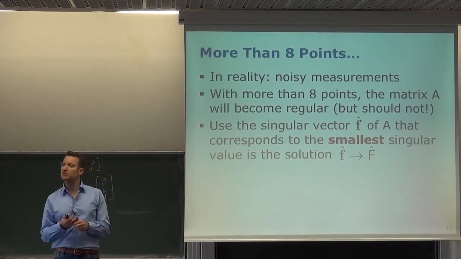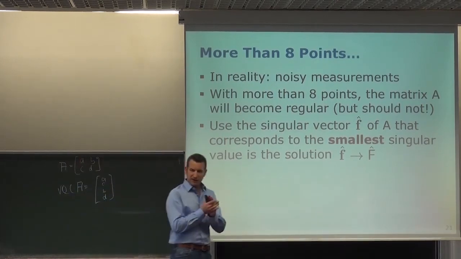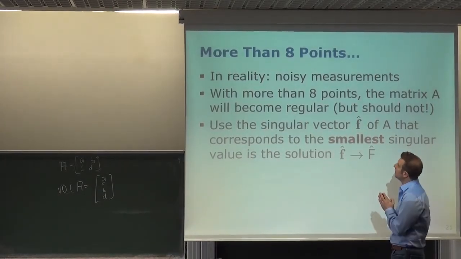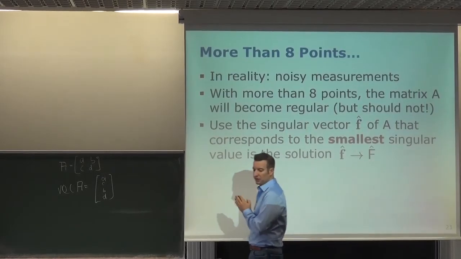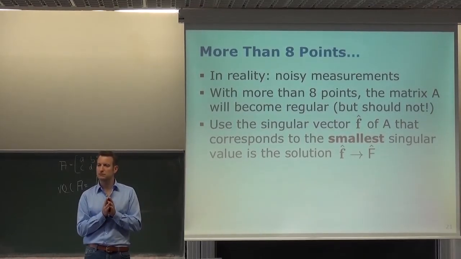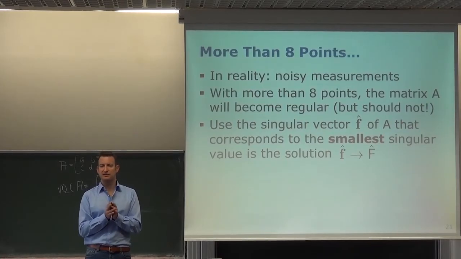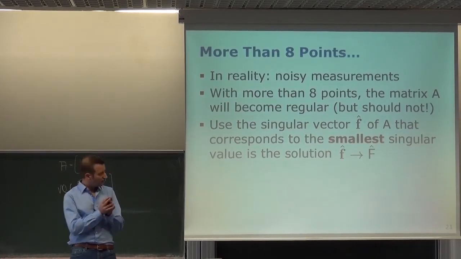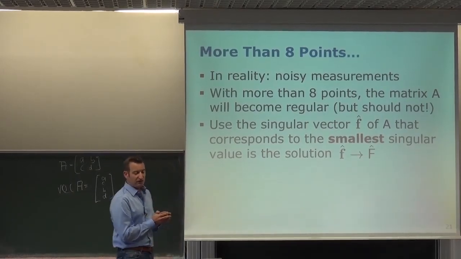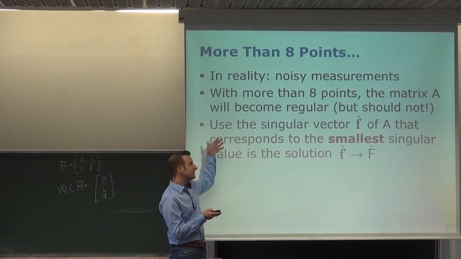So one of the things I can do is I simply take more than 8 points for computing my matrix A. The problem that I have, given that I have this small noise in there, is that my matrix A would not become a singular matrix. So it would have full rank, or rank 9. Well, that's something I don't want, because I have this rank deficiency in my fundamental matrix. This was something which is core to the fundamental matrix.